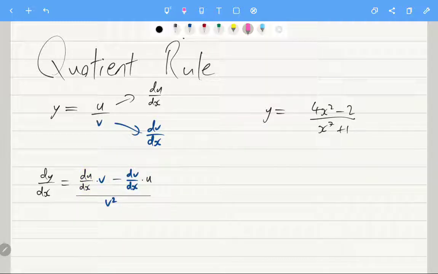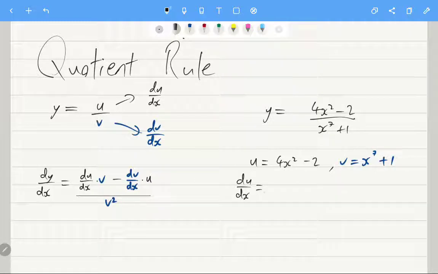Okay, so in order to work it out, we just need to work out each of these separately. So let's do that over here. In this case, our u function, our top function, is 4x squared minus 2, and our bottom function, v, is x to the 7 plus 1. The derivative of u with respect to x, du dx, is 8x. That's it. The derivative of v with respect to x, dv dx, is 7x to the 6.